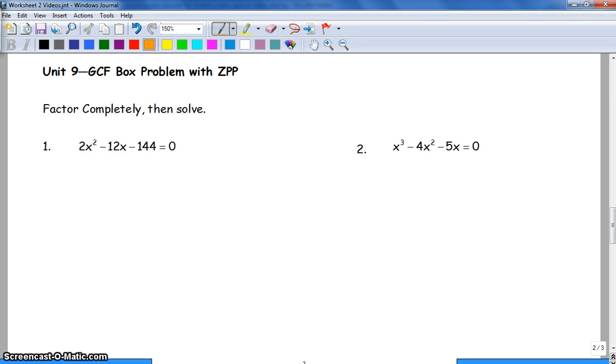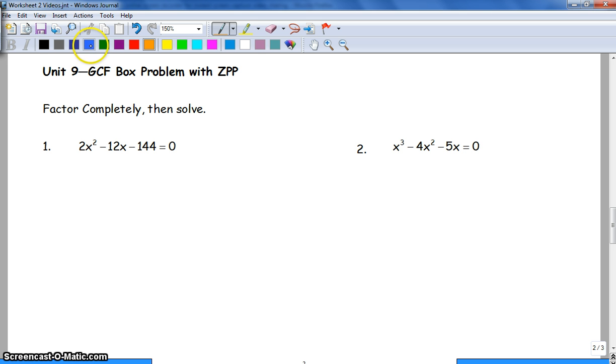This video is about how to solve a problem if it's not in factored form. Both of these have a GCF and both of them have three terms, so we will be doing a box problem as well. The difference between this and the other problems that we've done so far is that these all have an equals 0, which means that you are going to have to solve them using the zero product property.